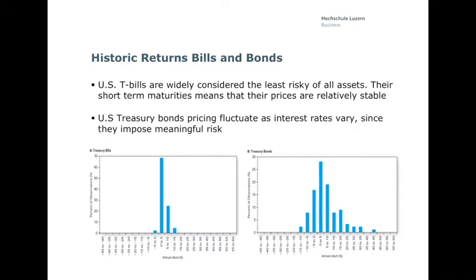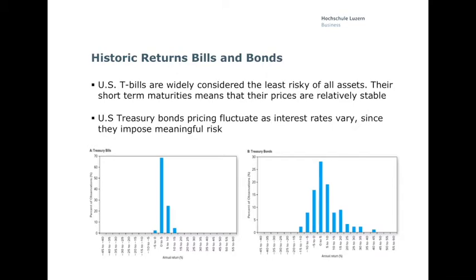We would assume that T-bills are widely considered the least risky of all assets. There is essentially no risk that the US government will fail to honor its commitments to these investors, and their short maturities mean that their prices are relatively stable. Long-term US Treasury bonds are also certain to be repaid, but the prices of these bonds fluctuate as interest rates vary, so they impose meaningful risk.